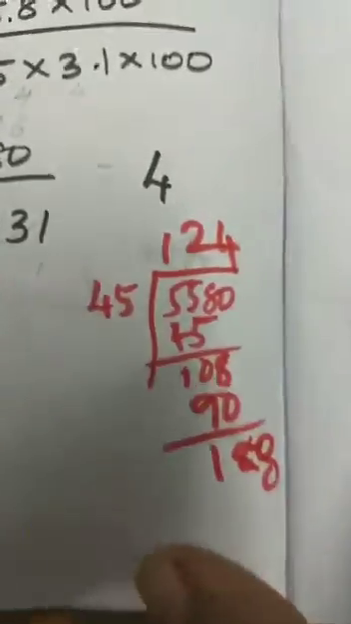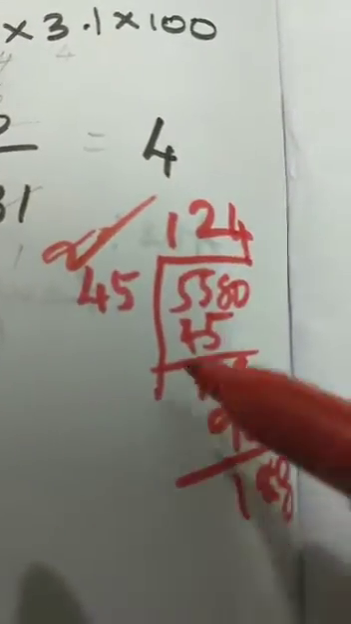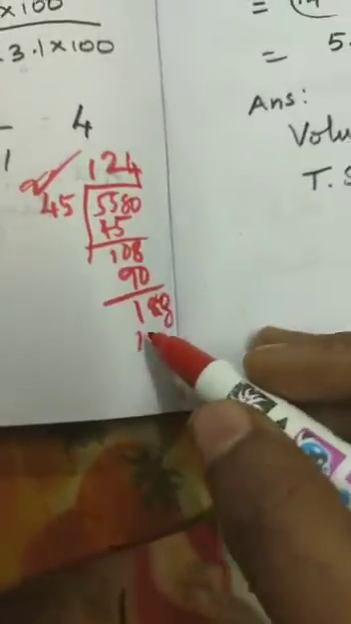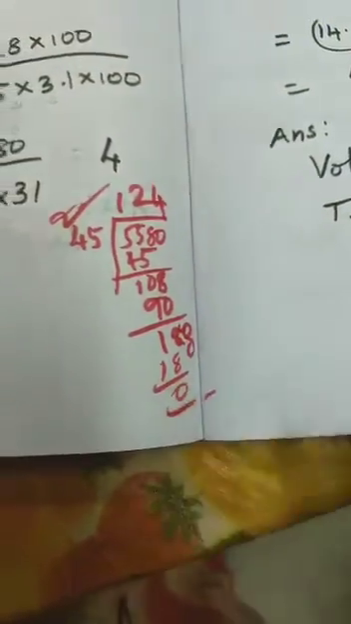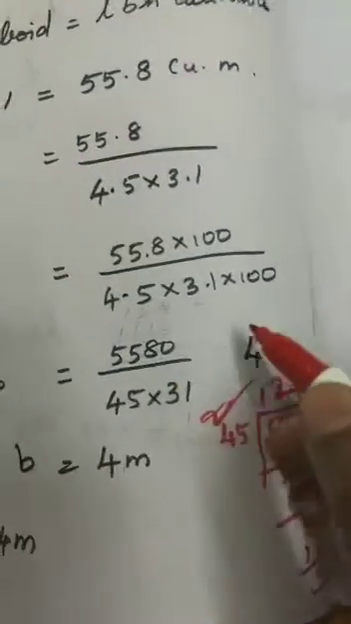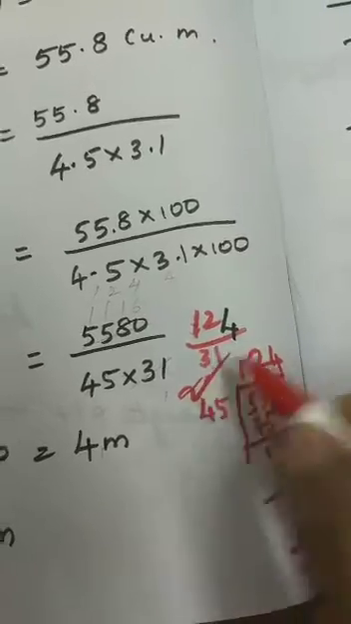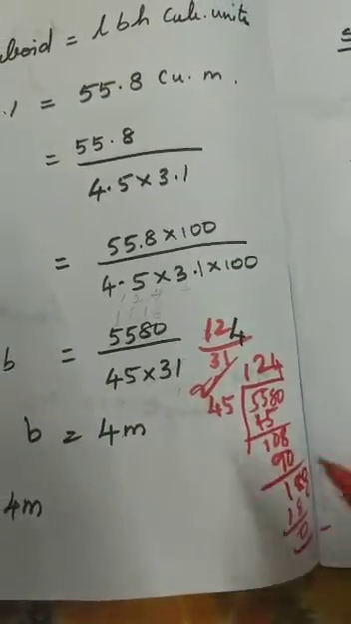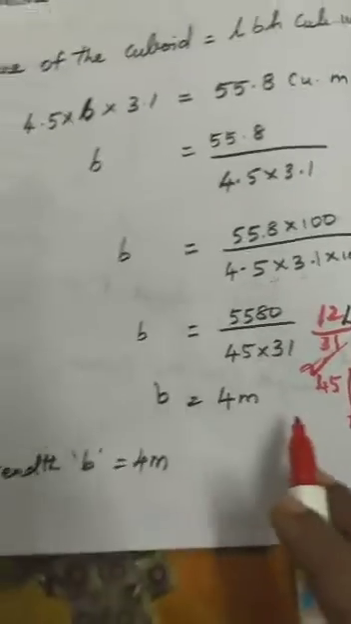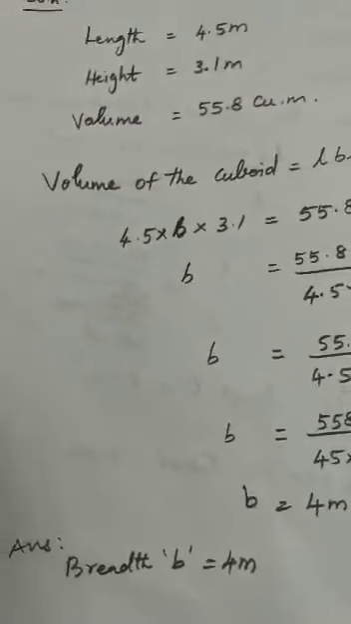Remainder 2. 4 4s are 16 plus 2, 18. And 0. So it will come as 124 by 31. Then 31 4s are 124. So B is equal to 4 meter. So the answer: the breadth B is equal to 4 meter.